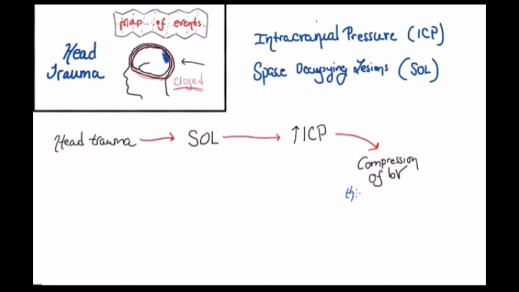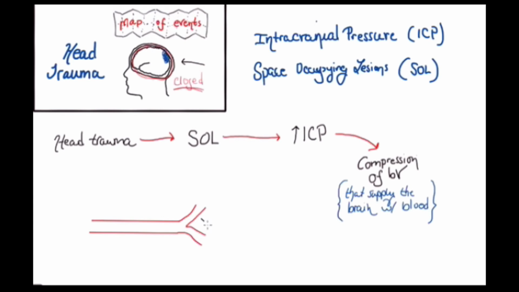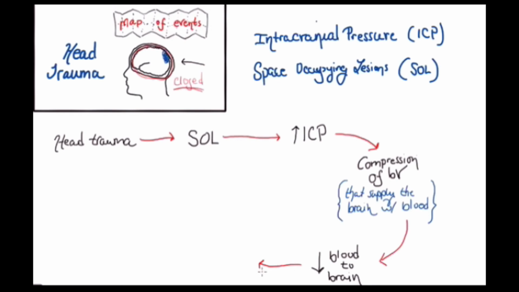Let's take a look at exactly why. About 20% of the blood pumped by the heart goes to the brain. As intracranial pressure rises, the blood vessels supplying blood to the brain will get increasingly compressed by this new pressure. As the intracranial pressure continues to rise, the blood vessels supplying blood to the brain continue to get more and more compressed. Thus, less blood is getting to the brain. This also means that less oxygen is getting to the brain. This can lead to hypoxia in the brain.